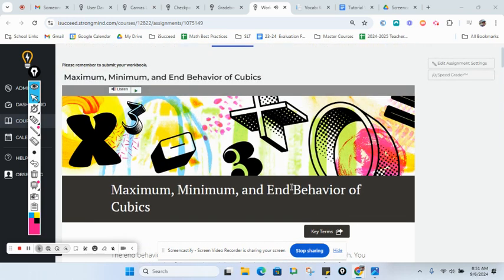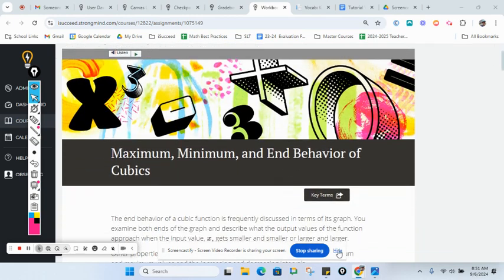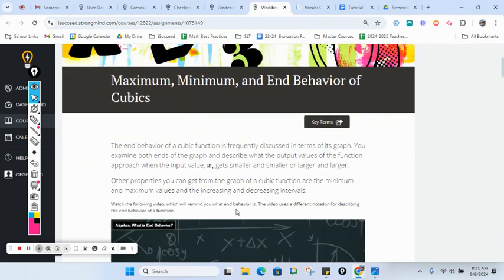Hey, this is a tutorial to go over Workbook 11.2 where we're going to be looking at maximum, minimums, and end behaviors within our Algebra 2 class. So before we begin, we are going to be discussing these vocabulary words as they apply to math. They're going to be defined maybe a little bit differently than the way that we would use them just in a normal conversation. So I would always encourage you to look at these key terms.